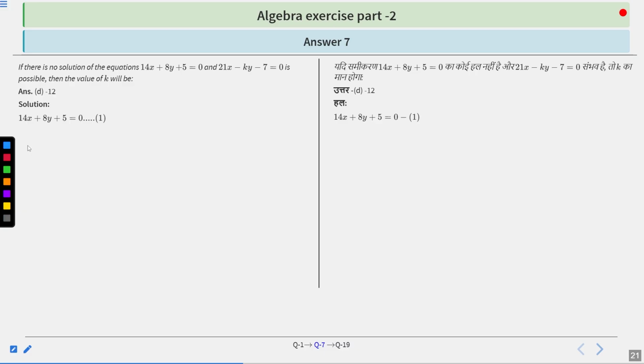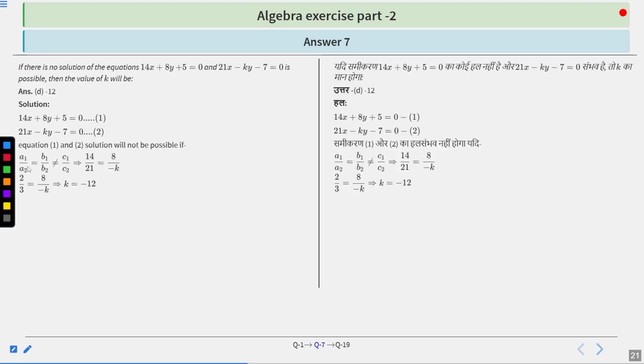So first equation was 14x plus 8y plus 5 equal to 0. And second one was 21x minus ky minus 7 equal to 0. Equation 1 and equation 2 solution will not be possible if a1 upon a2 equal to b1 upon b2, but b1 upon b2 is not equal to c1 upon c2.